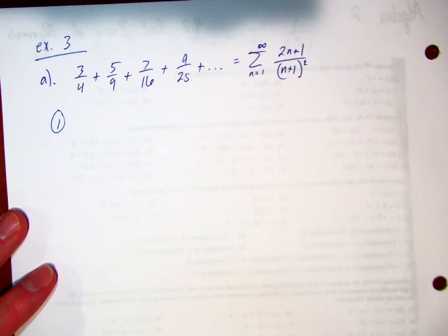Step 1, we have to find something to compare it to. We want to do a comparison test, and we always want to compare it to something we already know. As I said before, now we have two series to compare it to. We can compare it to a geometric series or to a p-series.